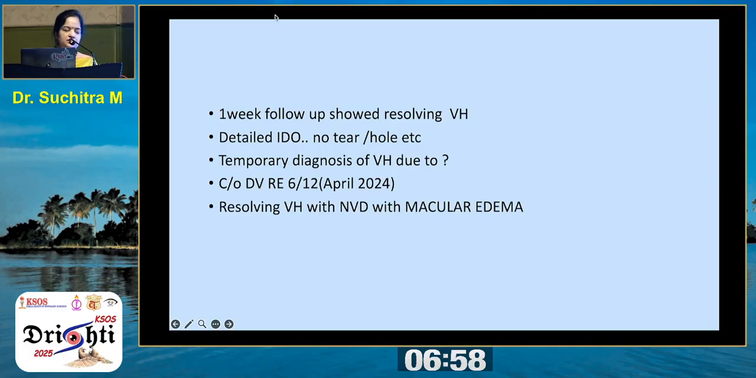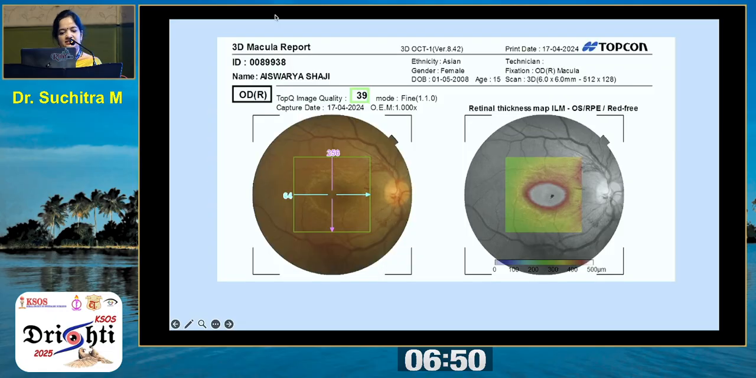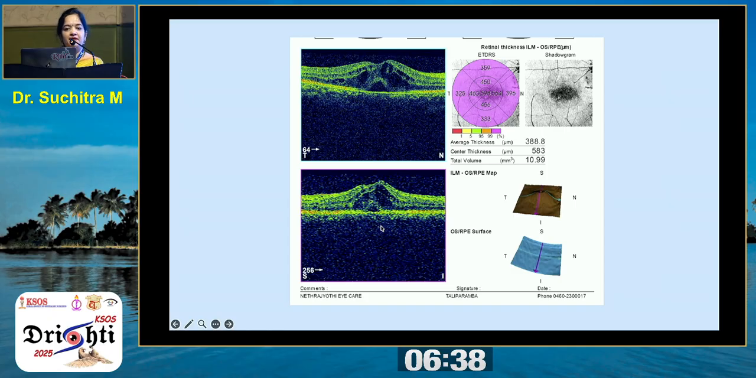Then after 3 weeks, in April, she came back with diminished vision in the right eye, about 6/12. On examination, her vitreous hemorrhage had resolved, and we could see, as shown here, clear-cut neovascularization superior to the disc and inferior to the disc, with obvious macular edema confirmed by the OCT that was responsible for her decrease in vision. So what do we do when we see a neovascularization?